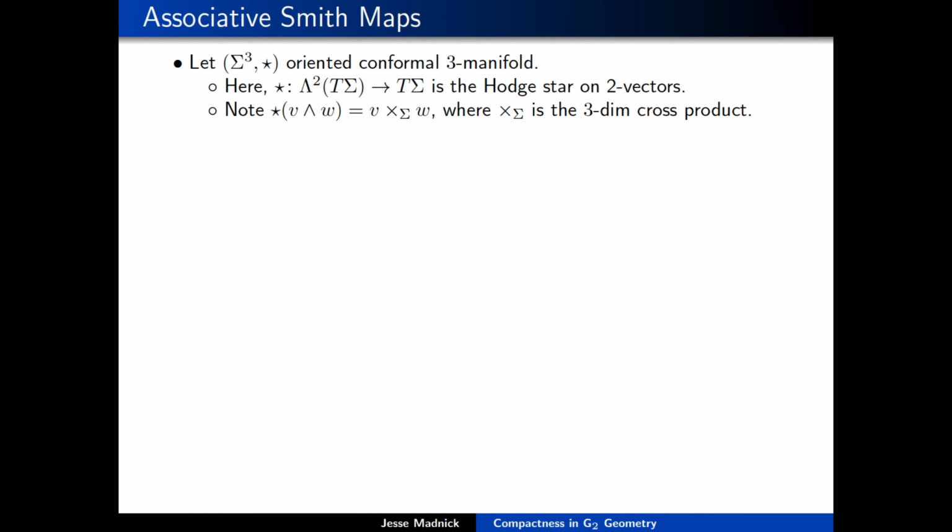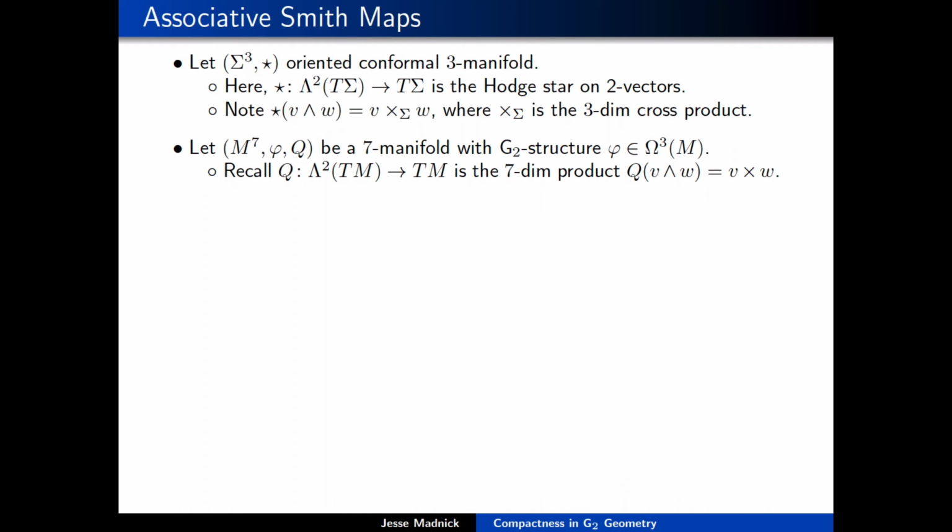Okay, but we're interested not so much in submanifolds, but rather in maps which parameterize these submanifolds. So these will be the associative Smith maps. Our domain will be an oriented conformal 3-manifold. We'll denote that as sigma 3, and we'll denote the orientation and conformal class by a star, the Hodge star, where we're thinking of this Hodge star as the Hodge star on 2-vectors rather than on 2-forms. The reason for this will be clear in a minute. But one way to think about this Hodge star geometrically is in terms of the ordinary 3-dimensional cross product that's familiar to us. Right, E1 cross E2 is E3.